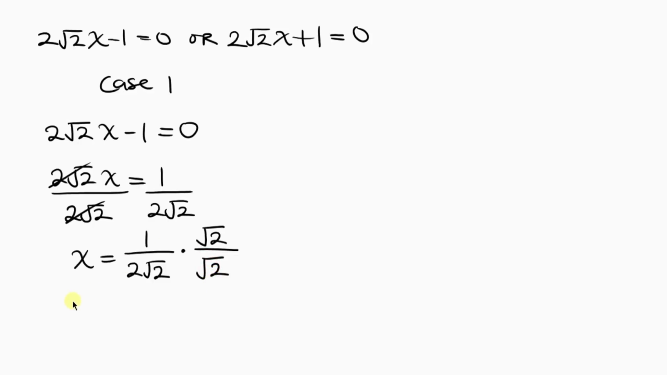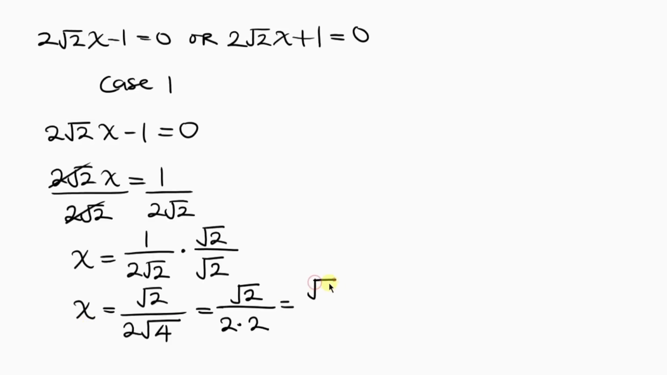Very good. So now let's simplify. So this becomes 1 times root 2 is root 2 all over the denominator. 2 root 2 times root 2 will be 2 roots. Since this and this are surd and they are multiplying, that's 2 times 2 will give 4. Very good. And now this simplifies into the square root of 2 all over 2 times the square root of 4 is 2. And then finally, our first answer for x will be square root of 2 all over 2 times 2, that's 4. So this is our first value for x.